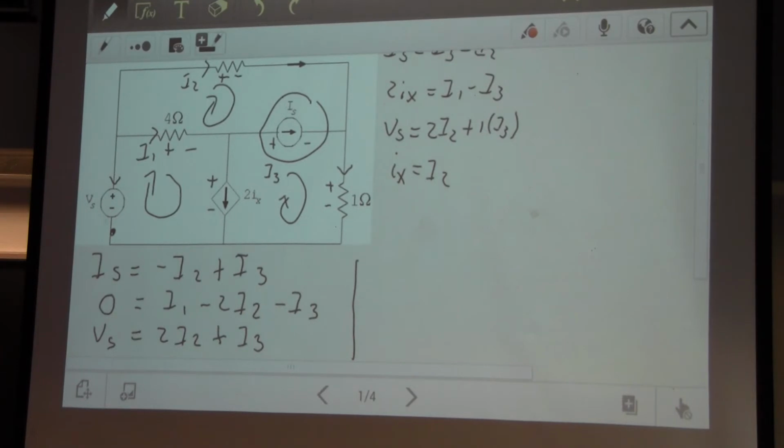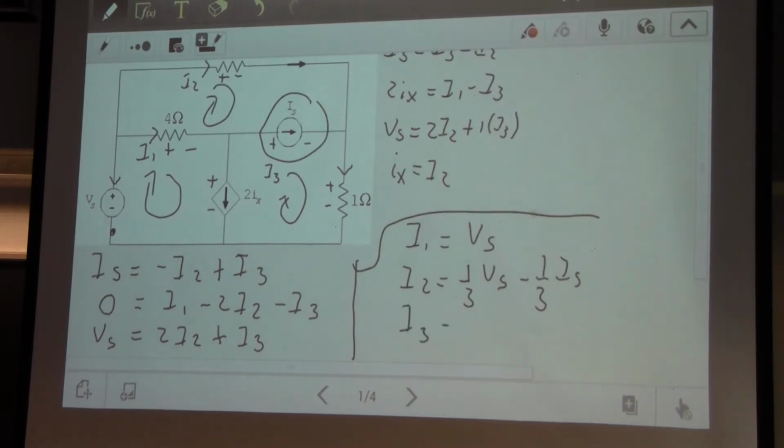If you solve for this, then what you will get is that I1 is equal to Vs. You're going to get that I2 is equal to 1/3 Vs minus 1/3 Is. And that I3 is equal to 1/3 Vs plus 2/3 Is. So that's my solution. Of course, if I give you values for the voltage source and the current source, you can immediately get some numbers out of it, right?